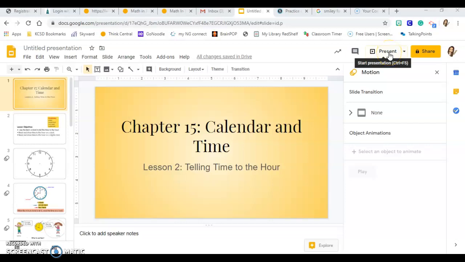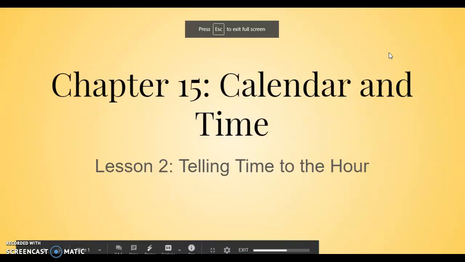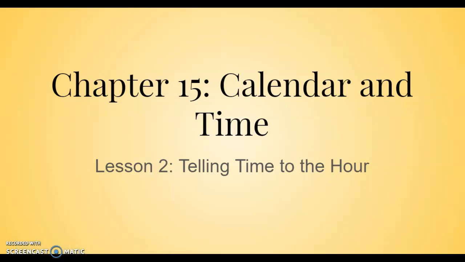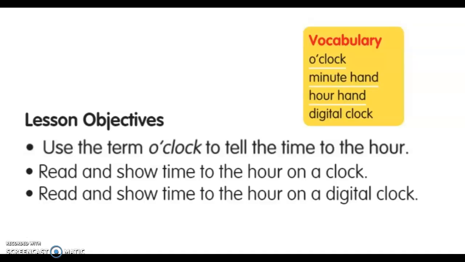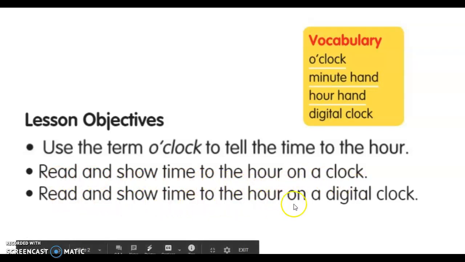Hello, first graders. It is Miss Shaver, and today we are starting Chapter 15, Calendar and Time, Lesson 2, which is telling time to the hour. So let's get started. For today, our objectives or our goals are to use the term o'clock to tell the time to the hour. We are going to read and show time to the hour on a clock. Read and show time to the hour on a digital clock.